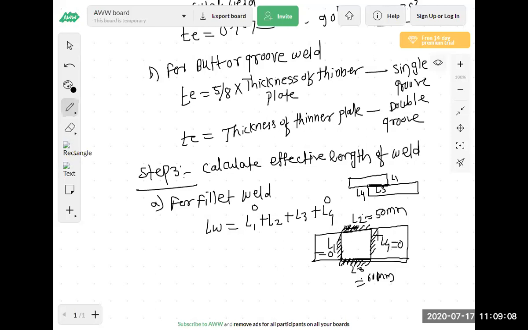So these are the four possible faces where we can weld, and the addition of all of these is L4. Are you getting it properly?